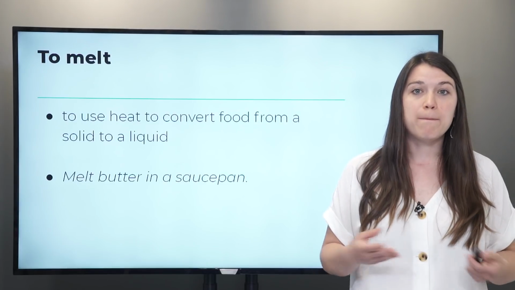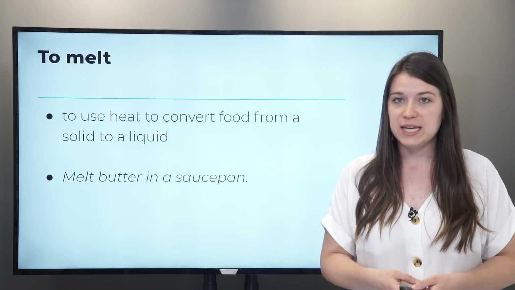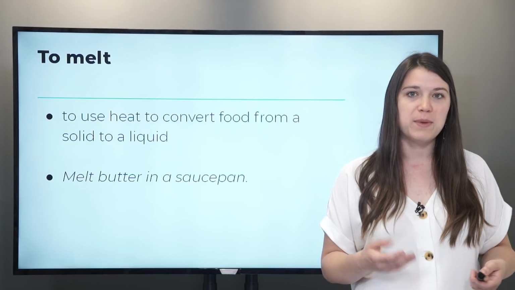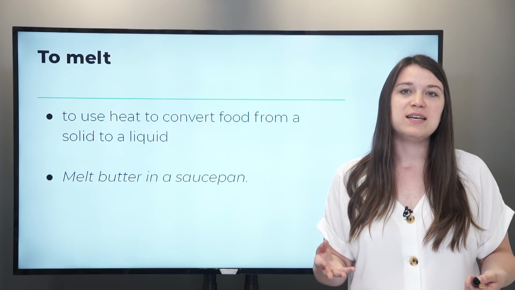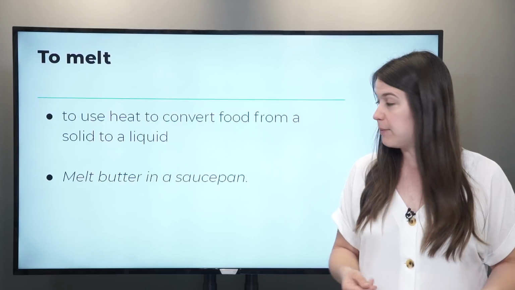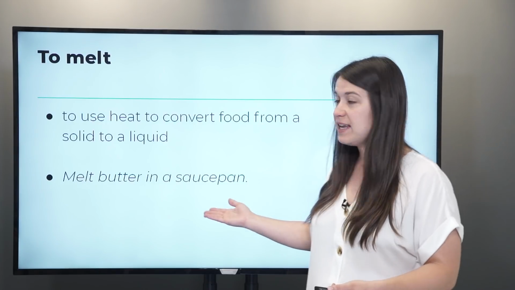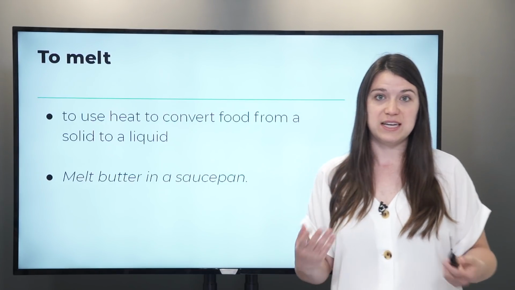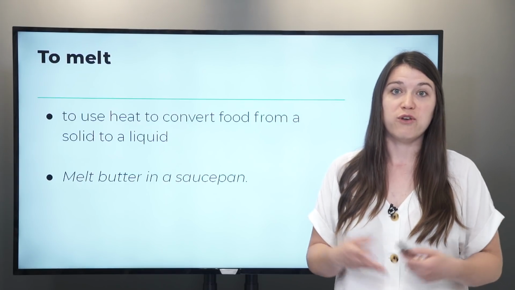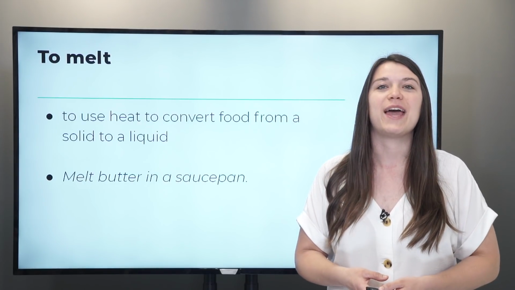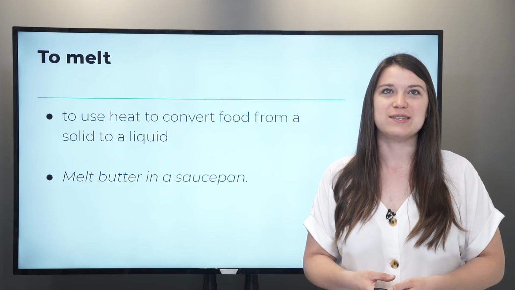Okay, to melt. To melt means to use heat to convert food from a solid to a liquid. So we melt something like butter, for example. You would melt butter maybe in a saucepan and then you use this as part of your frosting for your cake, for example.